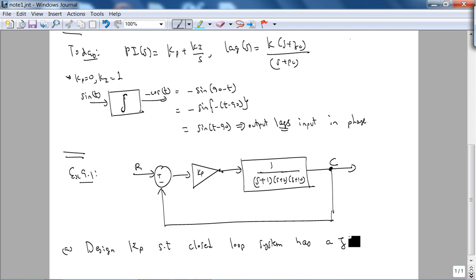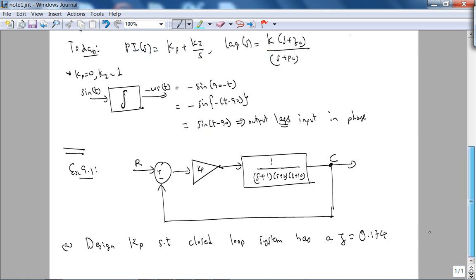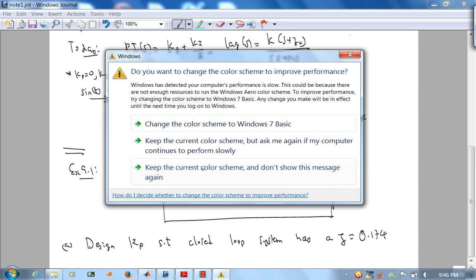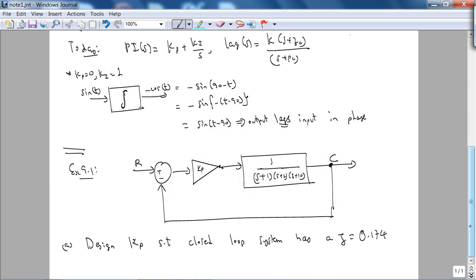Let me go into the book here. Wrong chapter. I have the book open on my other computer. So let's see. Come on. Okay, so 0.174. That's what I was looking for. So this is what we want. Okay. So that's part A.